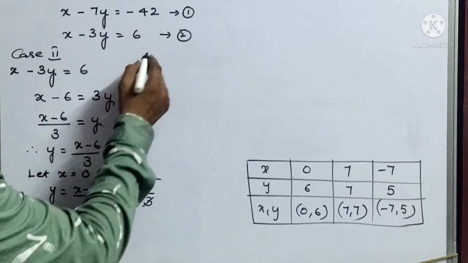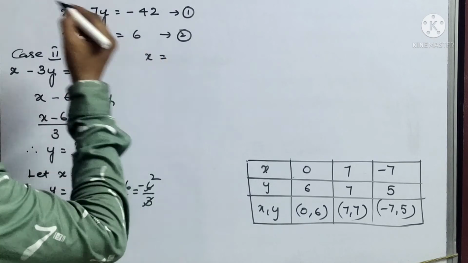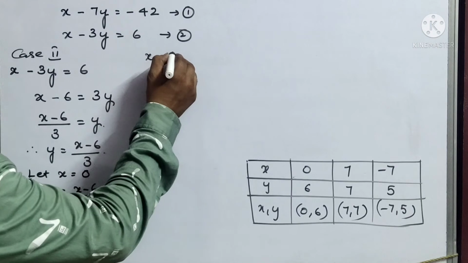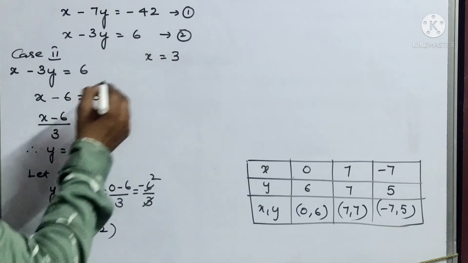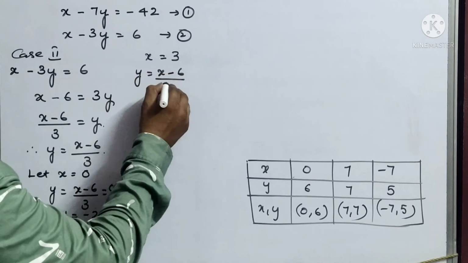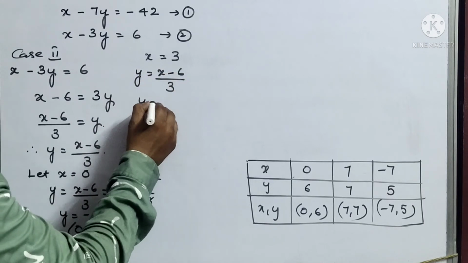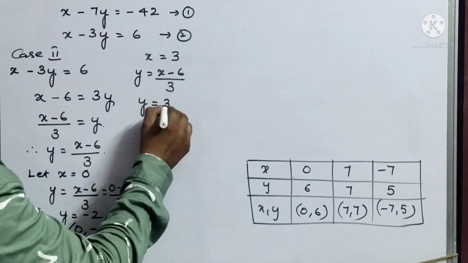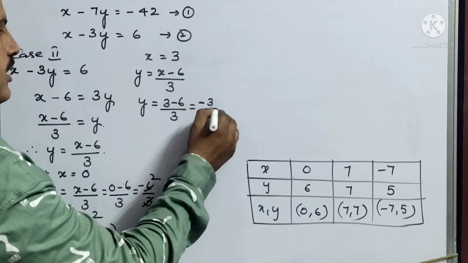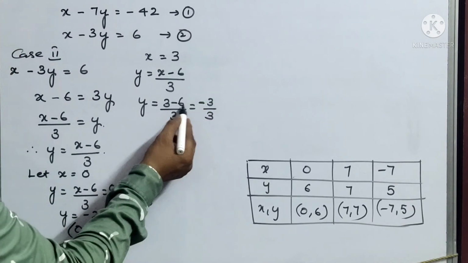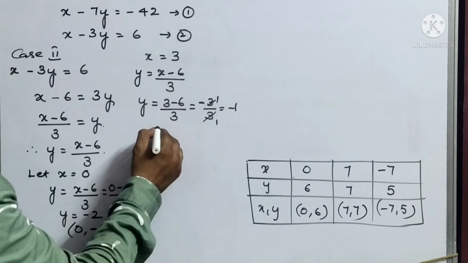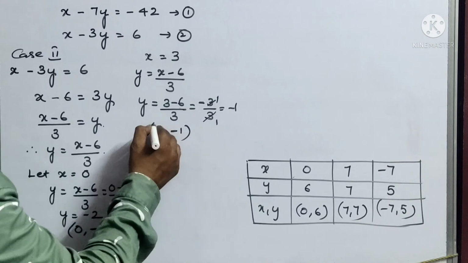Next, go for another x value. You can take x equals 3. Y equals (x minus 6) by 3. So with x as 3, 3 minus 6 by 3 equals minus 3 by 3, because 3 minus 6 is minus 3. So 3 ones, 3 ones, so minus 1. That means 3 comma minus 1.